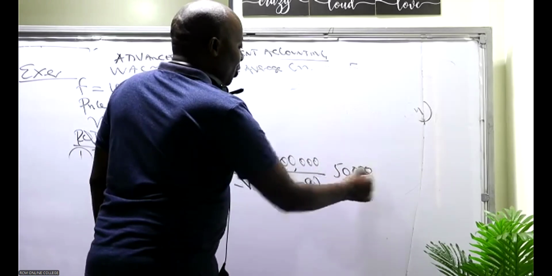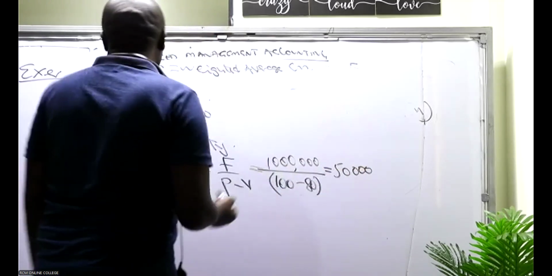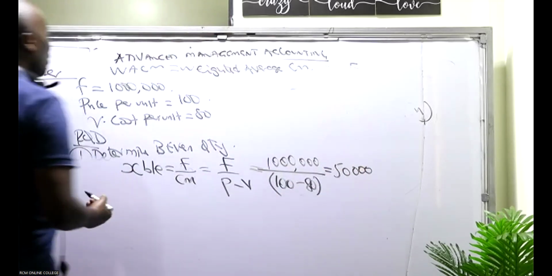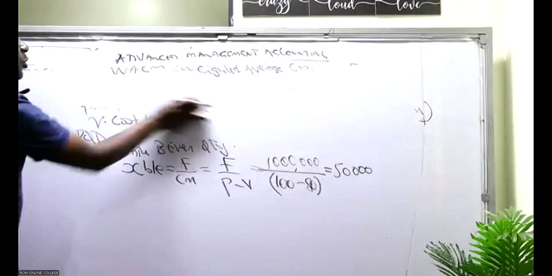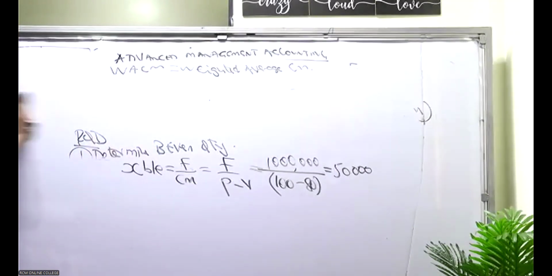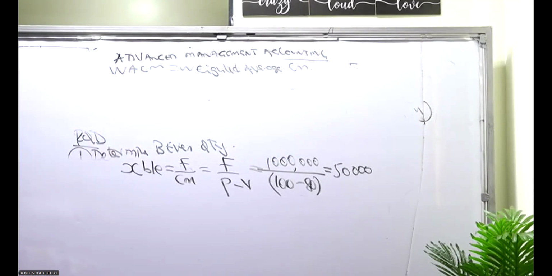So if they produce exactly 50,000 units, then they will be able to break even.